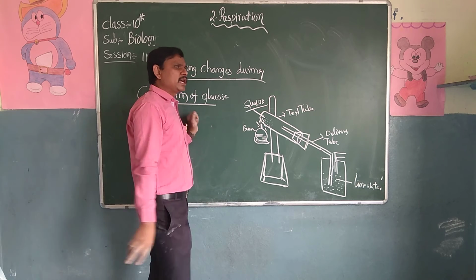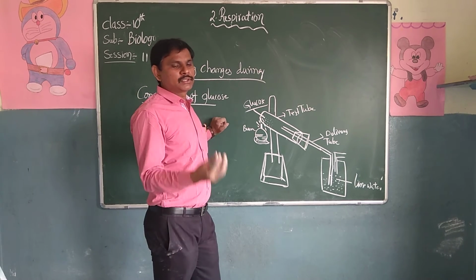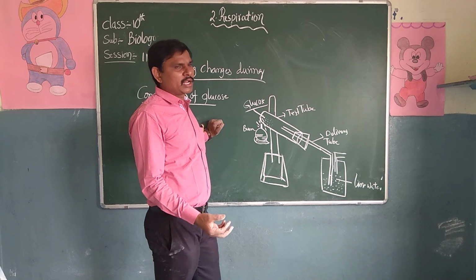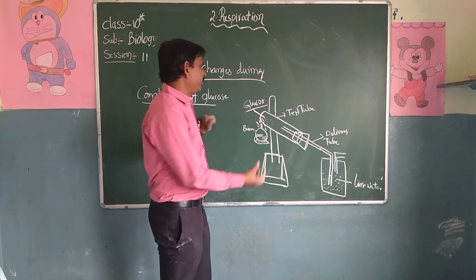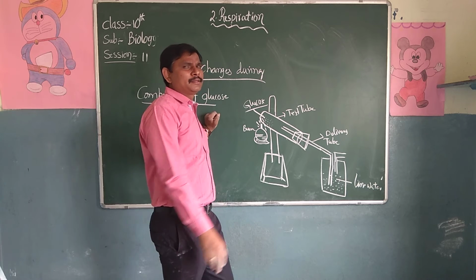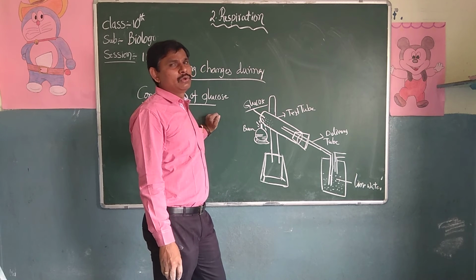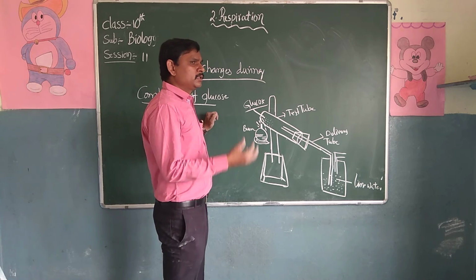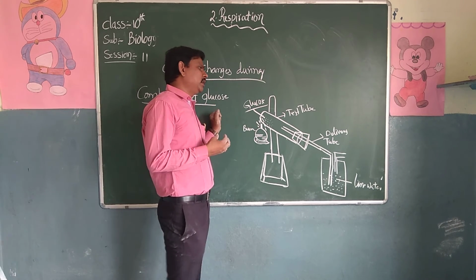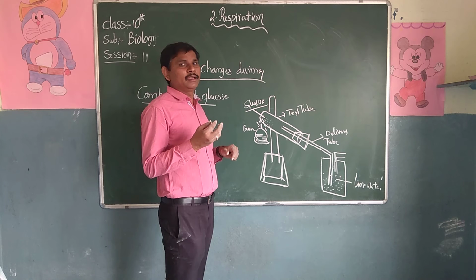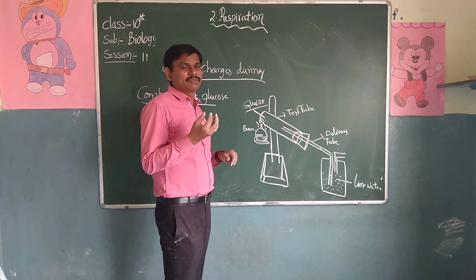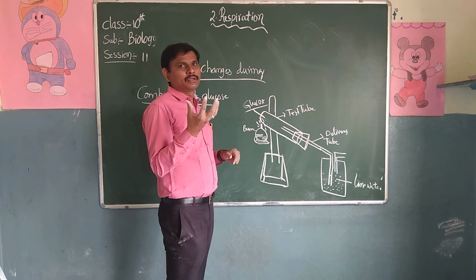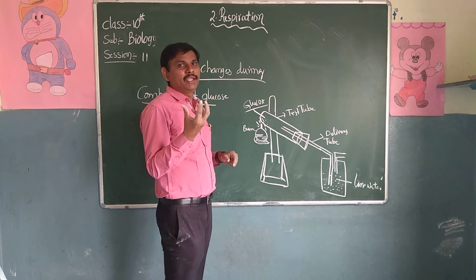Instead of glucose powder, we can take sugar also. We can burn the sugar. Sugar is in the form of crystals. When we are burning this glucose or sugar, what happens? The crystals start converting into liquid form. They are converted into liquid forms.